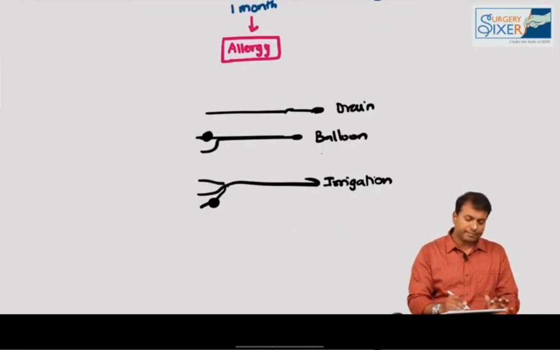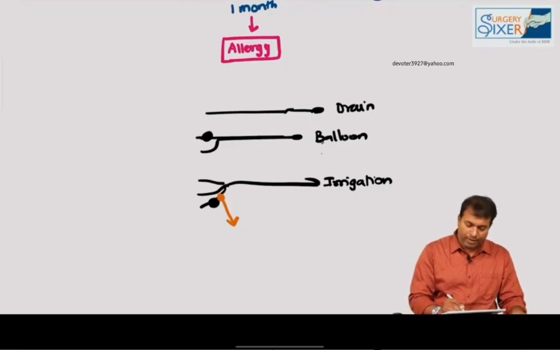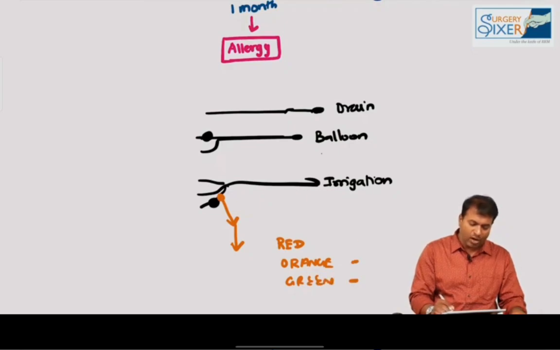Each catheter has a color code mark. There is a color-coded cuff inside, and that cuff will have various color codes like red, orange, and green. Please don't forget, red, orange, and green are the 3 commonly available Foley's catheters.